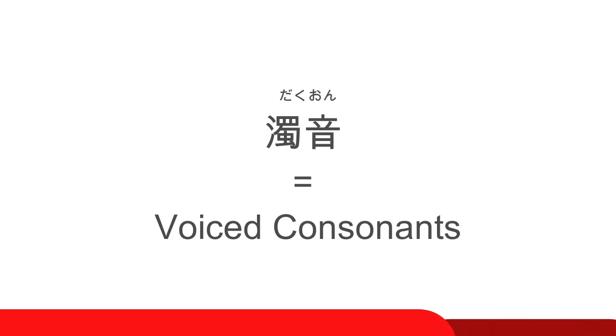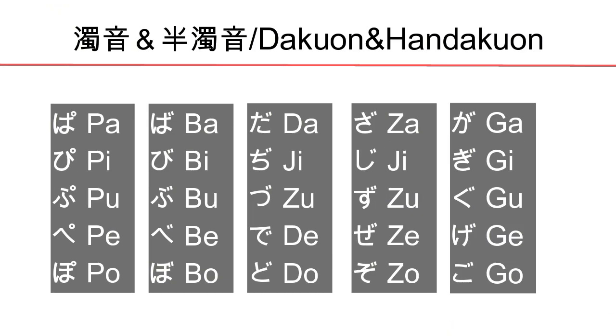Wait, there's still one thing that I need to tell you before you can go to the realm of katakana. That is, or those are dakuon and handakuon. Yeah, there's actually two things, sorry. It basically means voiced consonants. And first, let's take a look at dakuon. Now, what gets affected by it and how it affects the letters. So, let's look at this.